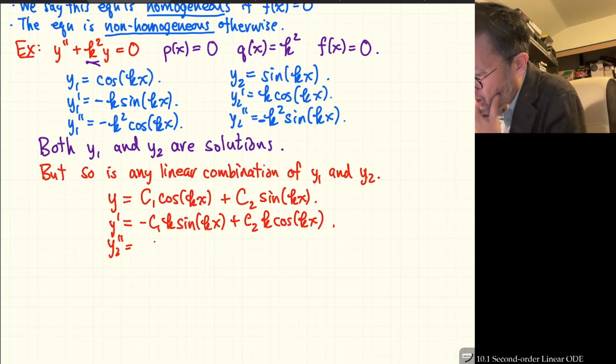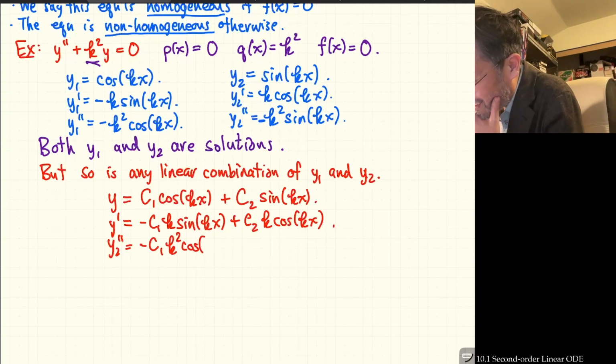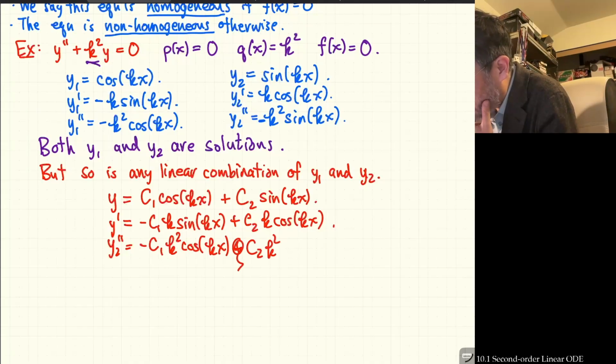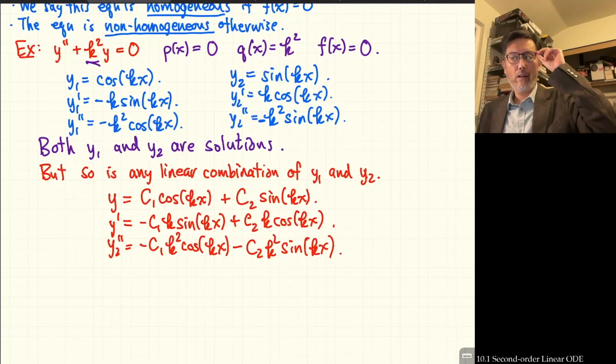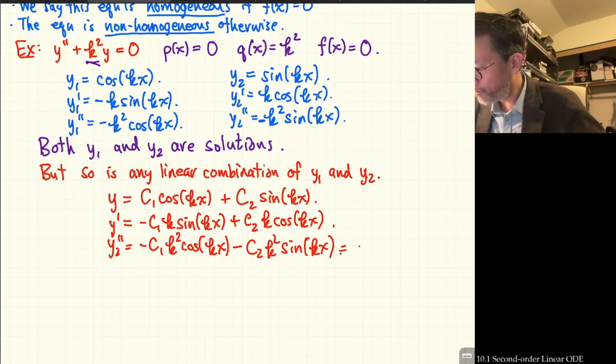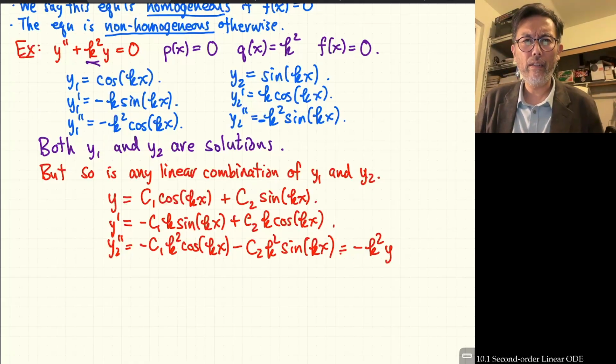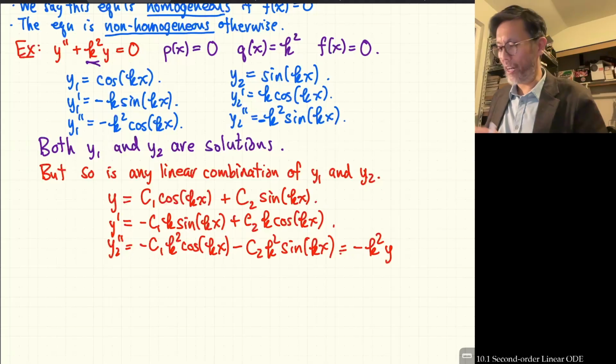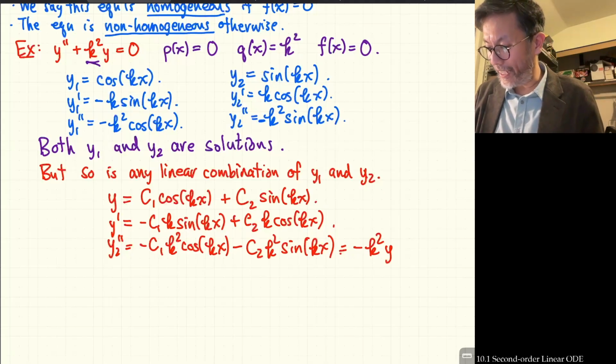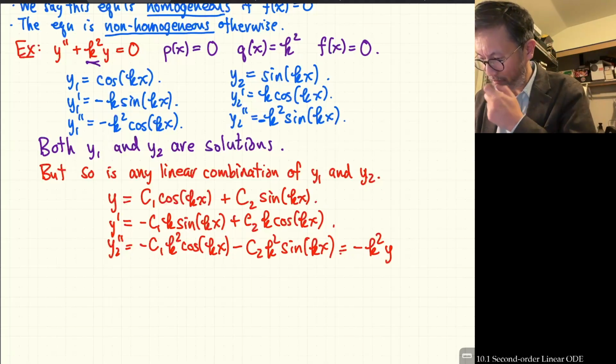And then what's y double prime? It's negative c1k squared cosine kx minus c2k squared sine kx. Great. Point being that this is equal to negative k squared y. y double prime is negative k squared y. So now plug in y. Oh, why did I write y sub 2? I have no idea. It's late for me.